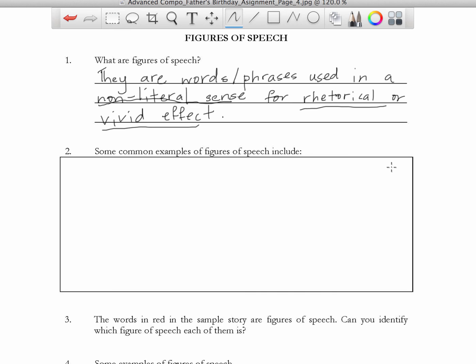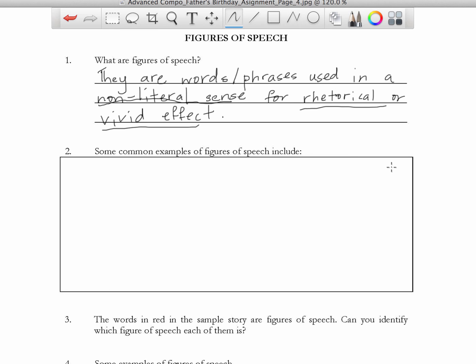So a figure of speech is a word or a phrase that doesn't really mean what it says, but they are used because they can make what we say more interesting, or they make what we say easier for others to understand. Okay, so that is a figure of speech.